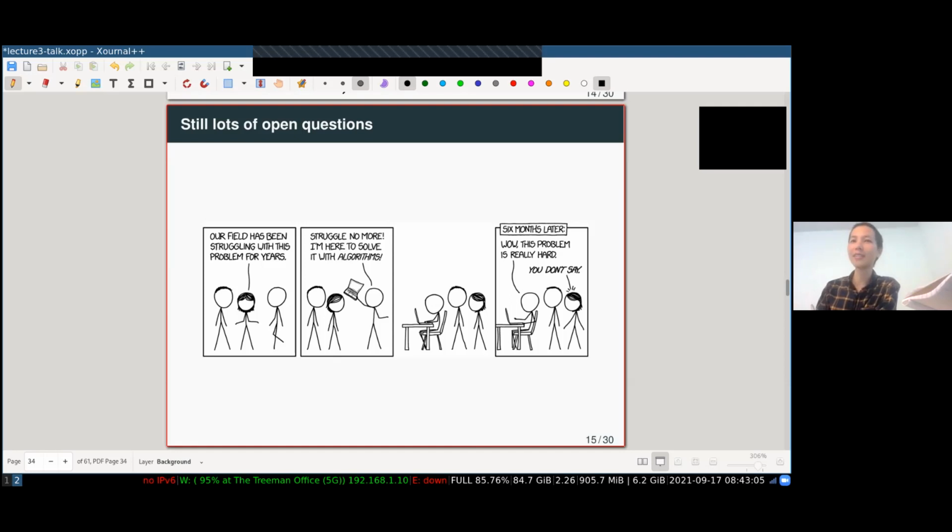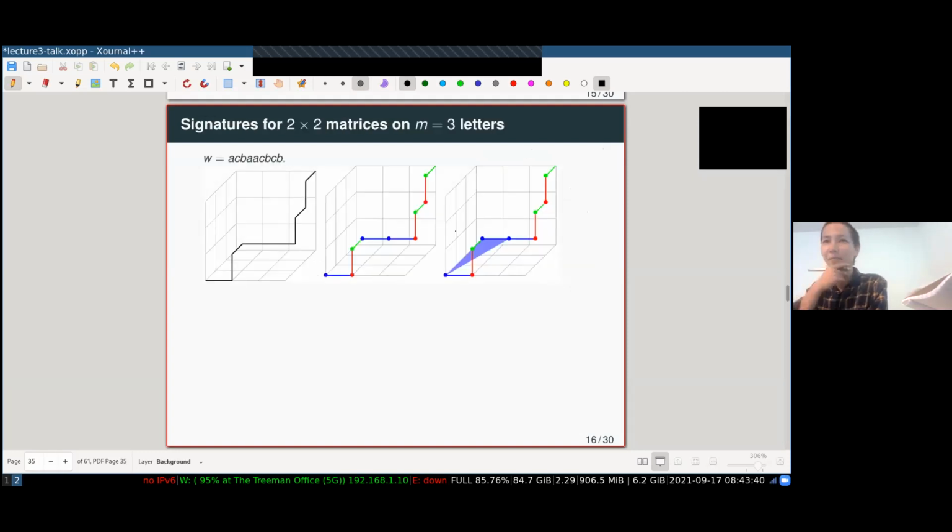Here's an XKCD that says, our field has been struggling with this for years. Struggle no more, I'm here to solve it with algorithms. And then, crunch away, six months later: oh, this is really hard. We've made a little bit of progress since. But the questions that are left fall in a really interesting intersection between semigroups, polytopes, and, because of the staircase paths, more. If you take a probabilistic view, there are also Brownian bridges somewhere in between. I think there's some work to be done, and it's very interesting.